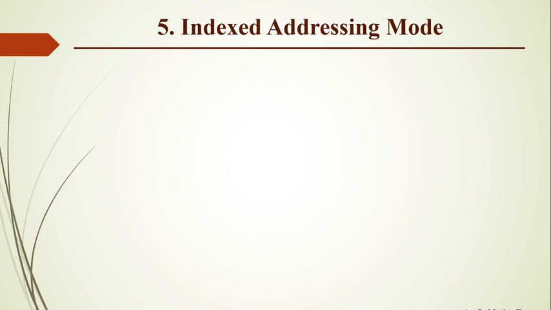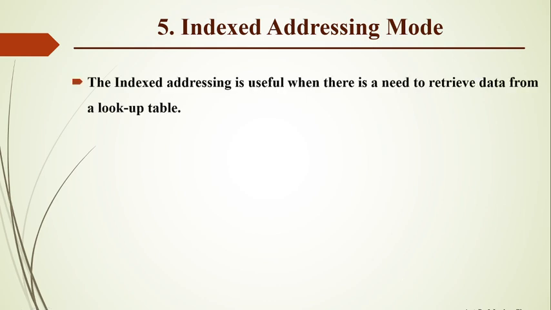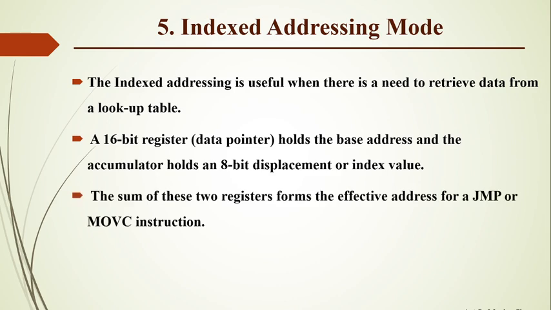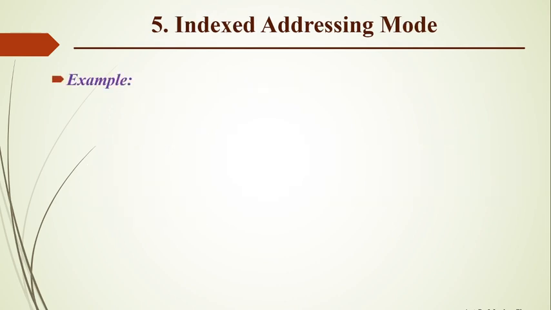The next addressing mode is indexed addressing mode. Index addressing is useful when there is a need to retrieve data from a lookup table. A 16-bit register, the data pointer, holds the base address and the accumulator holds an 8-bit displacement or index value. The sum of these two registers forms the effective address for a jump or a MOVC instruction. Let's see the example.